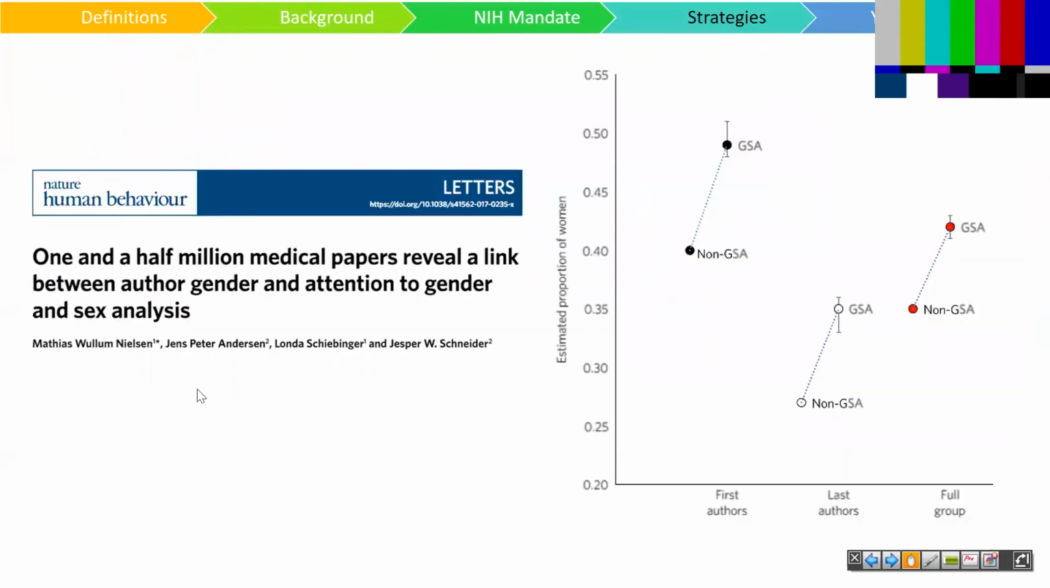So this is a graph showing how the research group itself can impact attention to sex differences. In this graph, what you're seeing is whether or not the authors are attending to gender and sex analysis based on the composition of the author group. You'll see the estimated proportion of women within the author group leads to an increase in whether or not they are attending to gender and sex analysis. That is true at first authors, last authors, and the full.